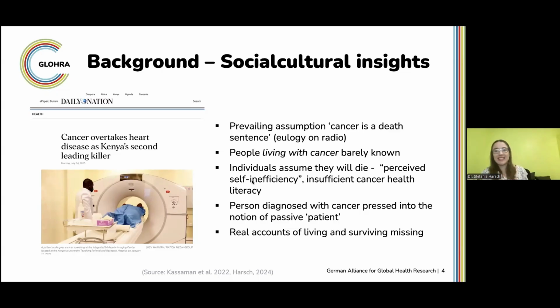Moreover, when someone is diagnosed with cancer, then the immediate assumption is, I will die. There's a perceived self-inefficacy, and there's also insufficient cancer health literacy to respond to the diagnosis in any way. Moreover, when we look at the healthcare system, we see that people diagnosed with cancer are more or less pressed into the notion of being a passive patient, a recipient of care. But real accounts of living and surviving with cancer are actually missing. And here, narratives of cancer patients come in.